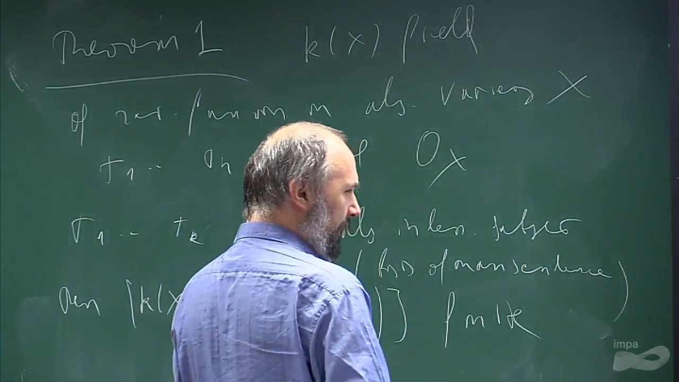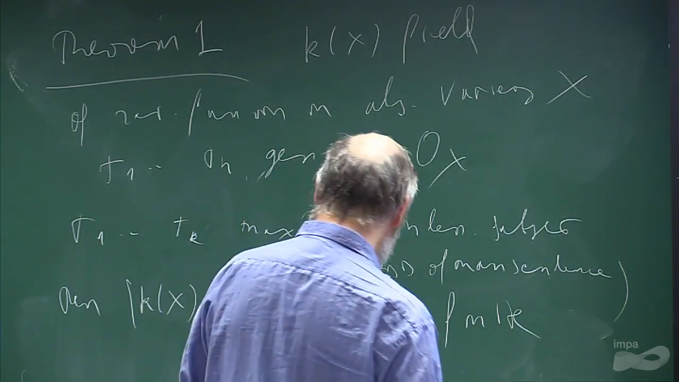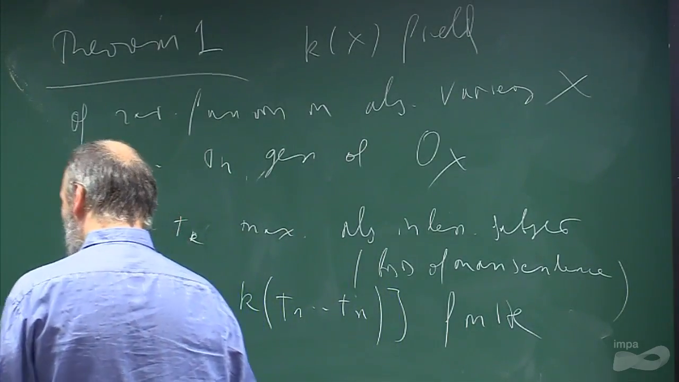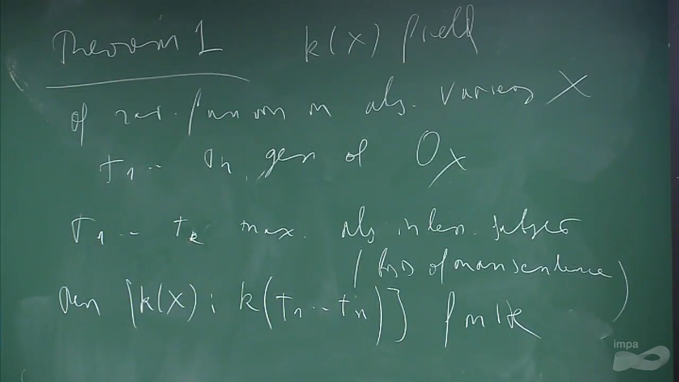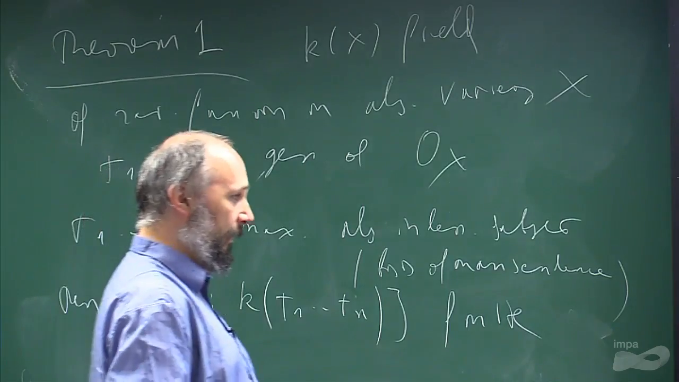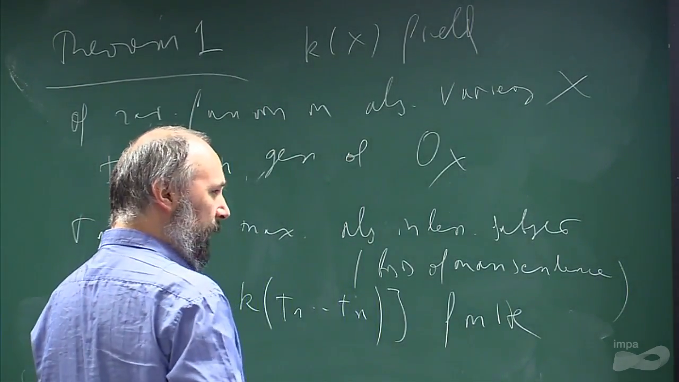Okay, and the proof is very easy. So the idea is that to have something where you have lots of algebraic dependence, you have to have something which is not finitely generated.